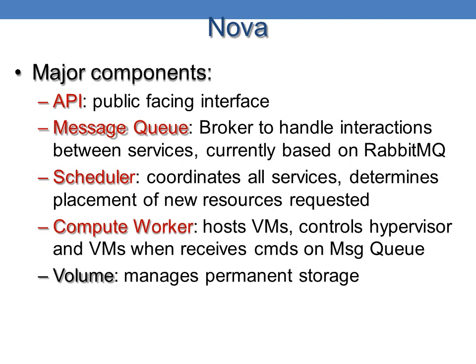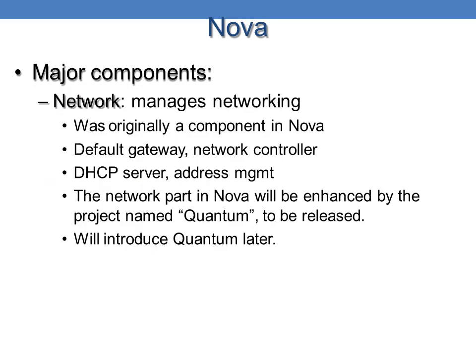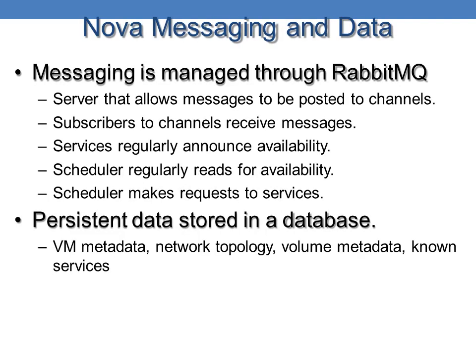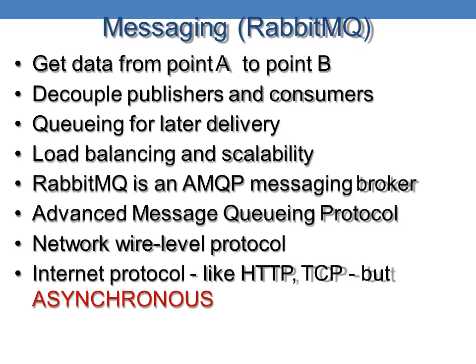Nova's major components: API, message queue, scheduler, compute worker, volume, and network, having different types listed below, along with Quantum services, and then Nova messaging and data. Messaging is managed through RabbitMQ, and persistent data is stored in a database. RabbitMQ gets data from point A to point B, decouples publishers and consumers, and provides queuing for later delivery, load balancing and scalability. AMQP, the Advanced Message Queuing Protocol, is a network wire level protocol, like internet protocols such as HTTP and TCP.